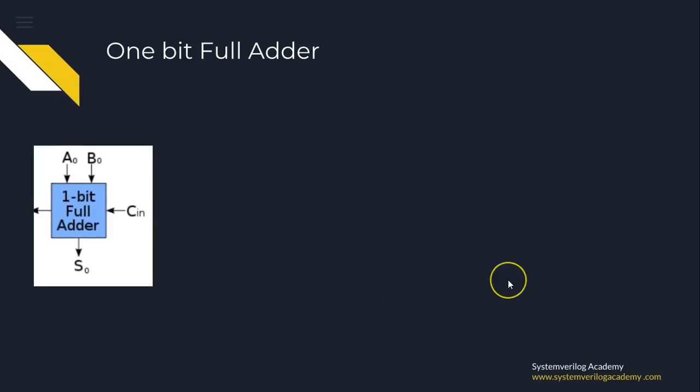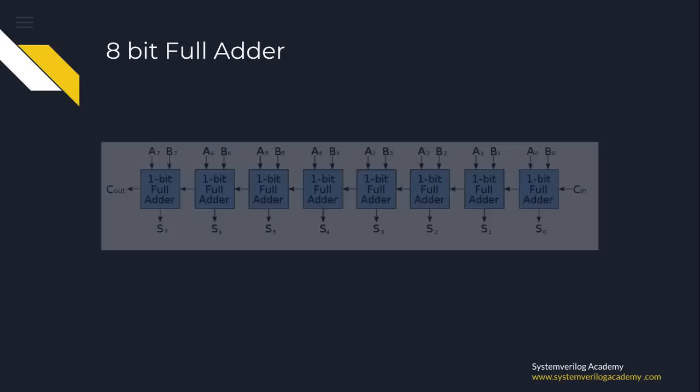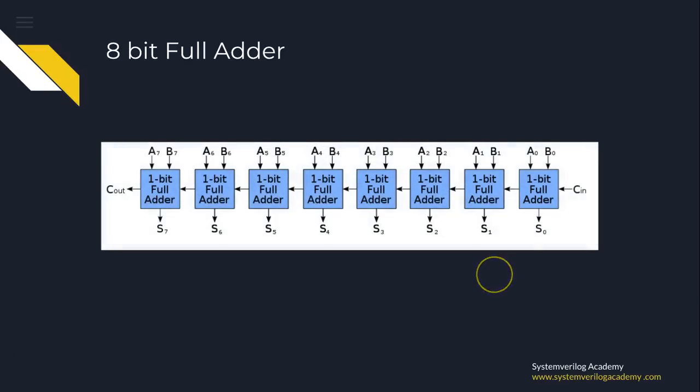To give you a big picture of the circuit that you have just implemented in SV, here is the truth table and diagram of a 1-bit full adder using logic gates. To implement an 8-bit full adder, you will connect 8 different 1-bit adders, like this.